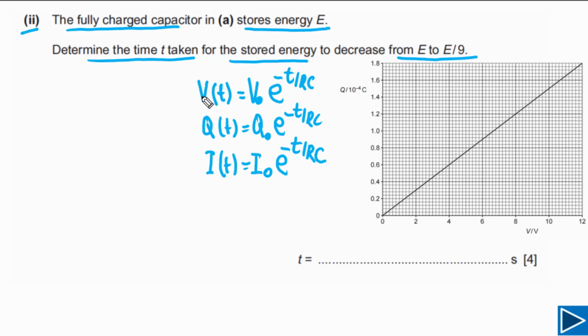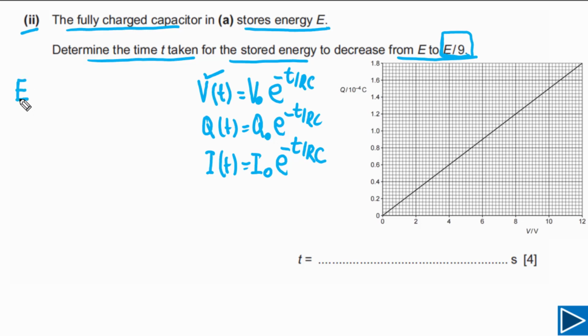But if we have the value of V when energy becomes E by 9, then we can find t. So first of all, we need to find out the value of V. Or we can find the value of Q, or we can find the value of I. But in this case, it is easy to find the value of V. So we will just focus on V. So we will find out the value of V when the energy stored in the capacitor is E by 9. So let's start to find out the value of V.